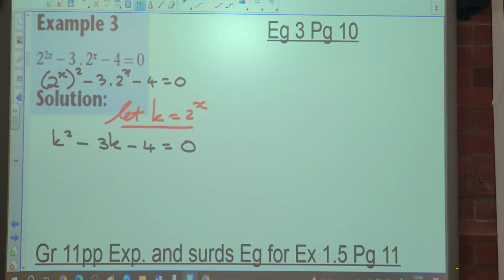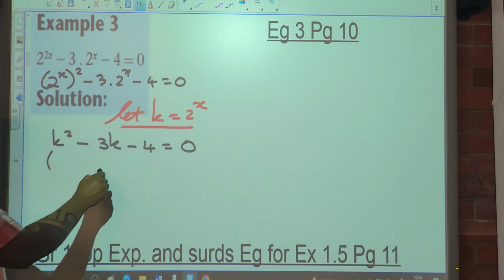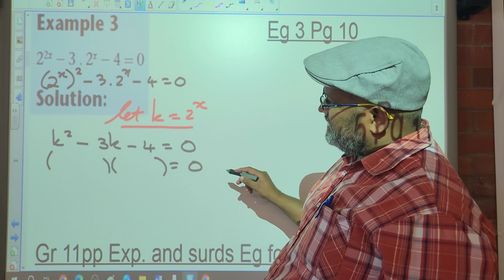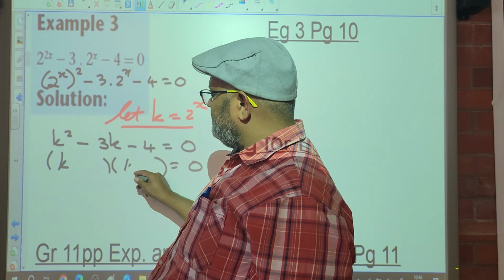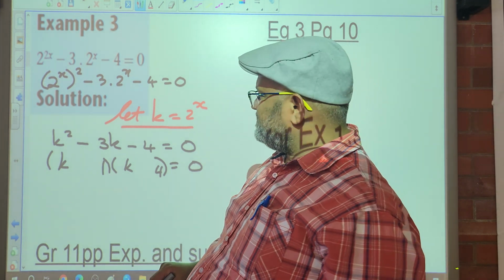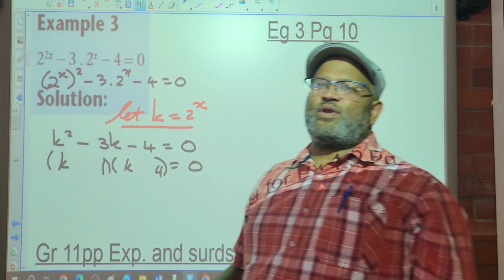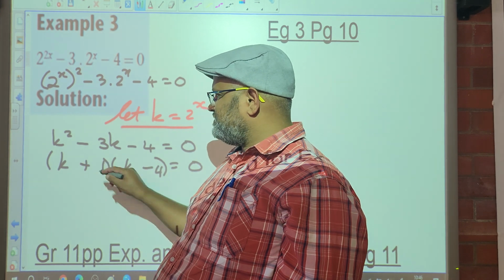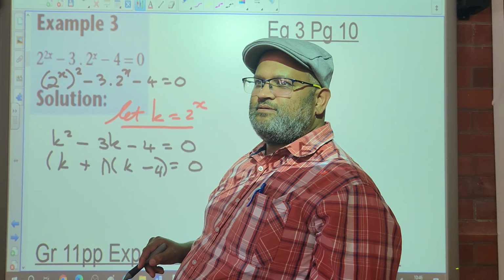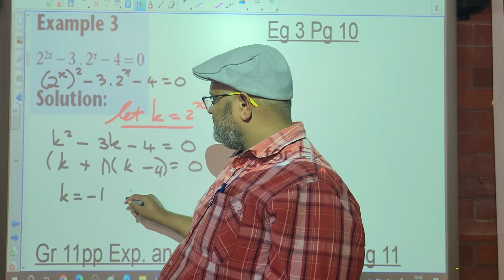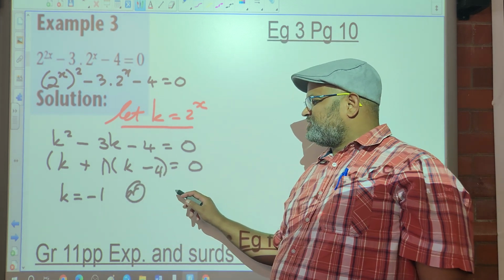So what do we see now? Trinomial. Okay, so we can factorize this trinomial sum. So that would be k, k, 4 and 1. What about our signs? Opposite signs, 1 plus, 1 minus. The bigger product gets the sign of the middle term, which is negative. So there is negative and now what? k plus 1 is equal to 0, so k is equal to negative 1, or k minus 4 is equal to 0, k is equal to 4.